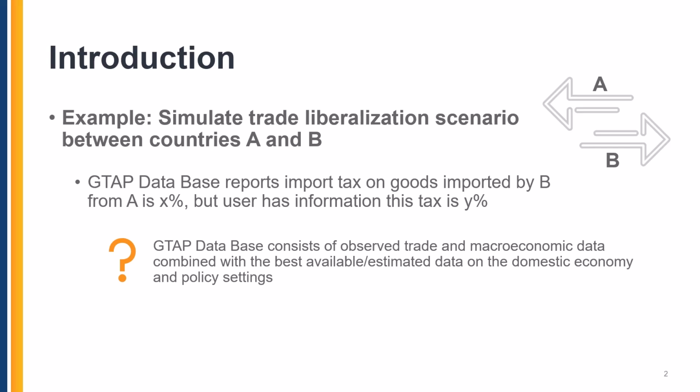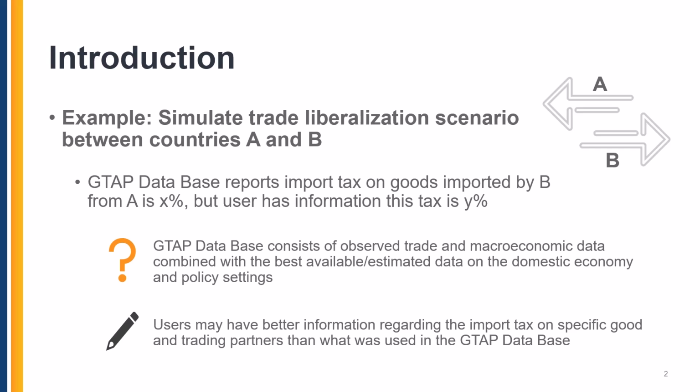Broadly speaking, the GTAP database consists of observed trade and macroeconomic data, combined with the best available data on the domestic economy and policy settings, the latter of which are adjusted to represent a common base year and to be consistent with the former. In some cases, users may have better information regarding the import tax on specific goods and trading partners than what was used to construct the GTAP database. Before proceeding with the trade liberalization analysis, though, they'll want to adjust the import tax rate to use their data instead.